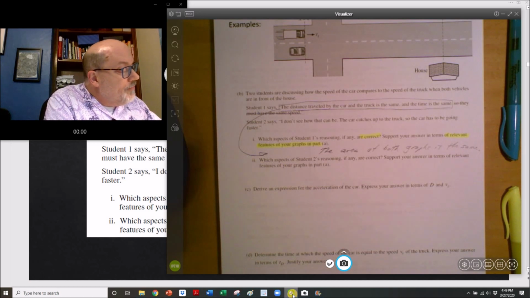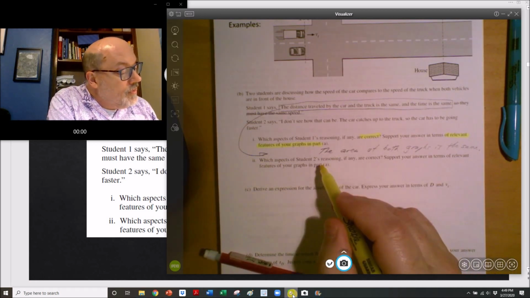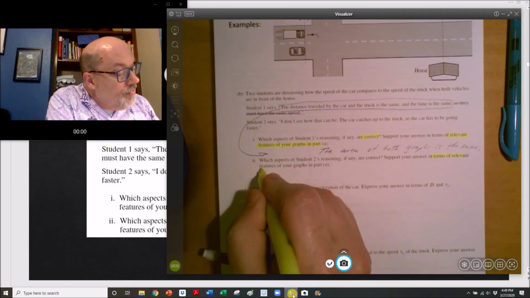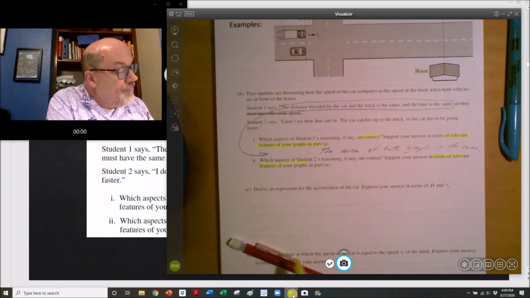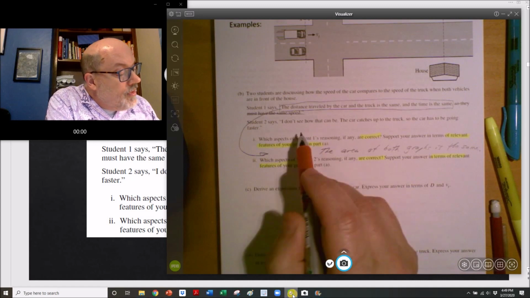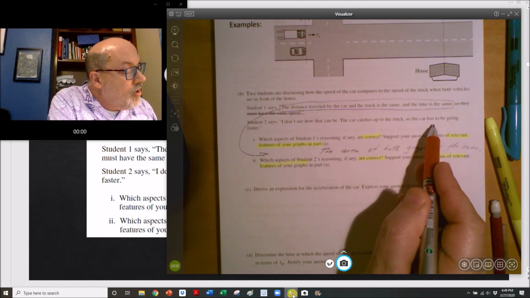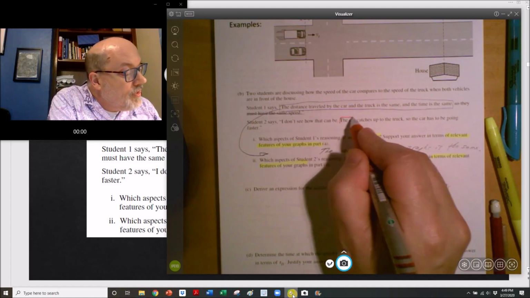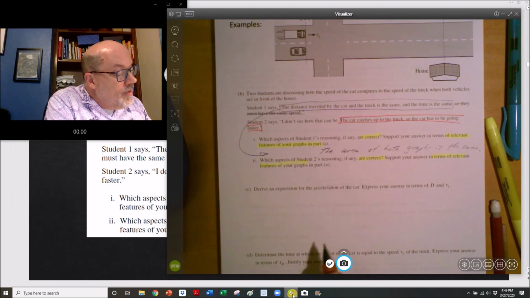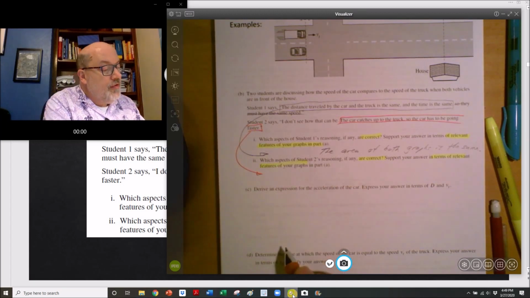Okay, so for the second one, it asks essentially the same question. What parts of student 2's reasoning are correct? And support with something from your graph. Okay, so we're only looking at what's correct again. So let's take a look at theirs. Theirs says, I don't see how that can be. The car catches up with the truck, so the car has to be going faster. Okay, the car does have to be going faster, so we know that's correct. So, car is going faster. We put that statement down here.